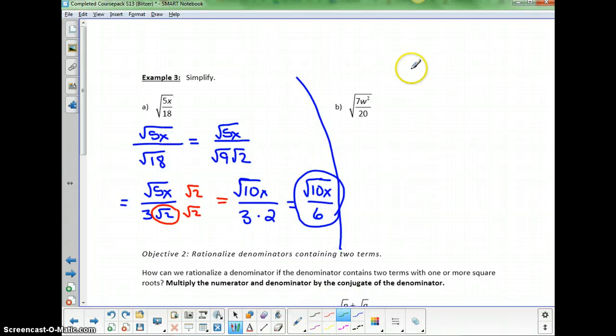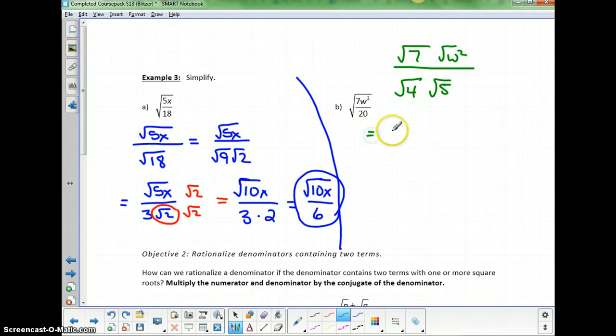And in the next one, something similar. We're going to start with the square root of 7, the square root of w squared. I'm separating those because I can take the square root of w squared, over the square root of 20, and the square root of 20 I'm going to break into the square root of 4 and the square root of 5.